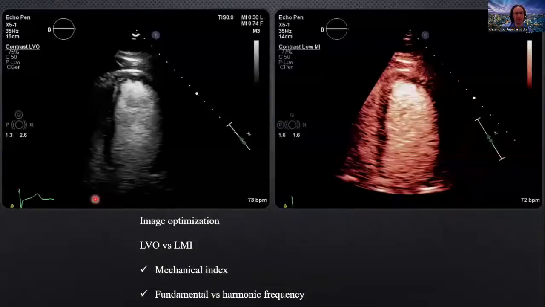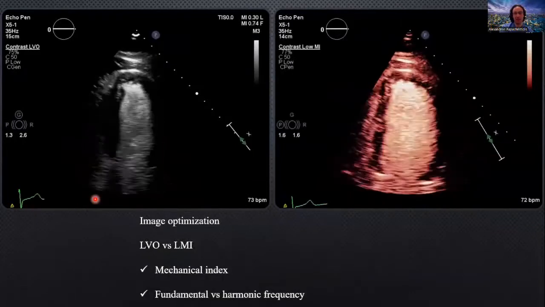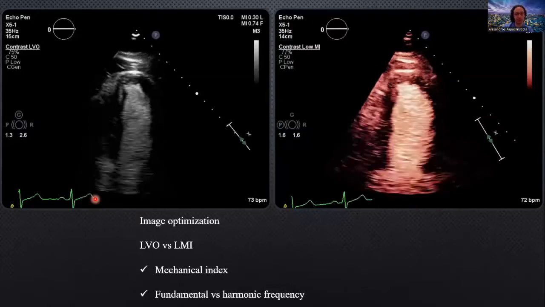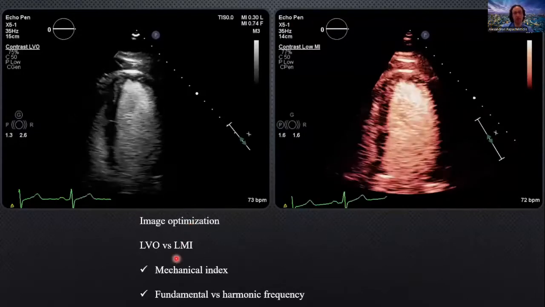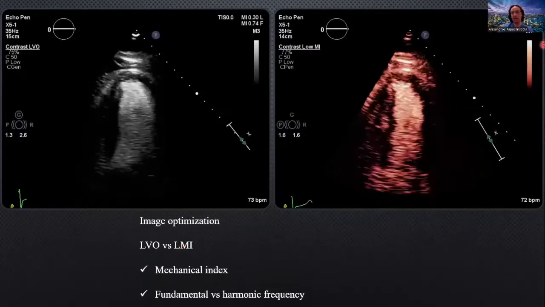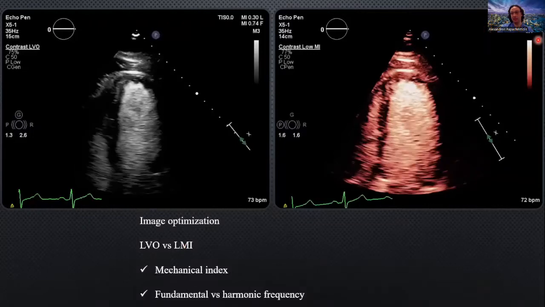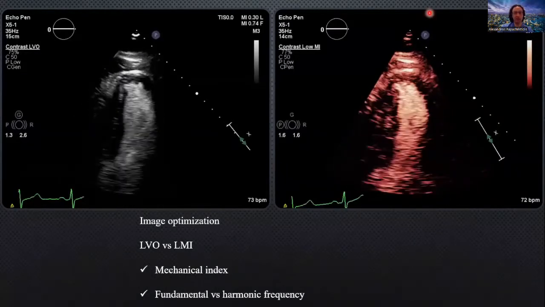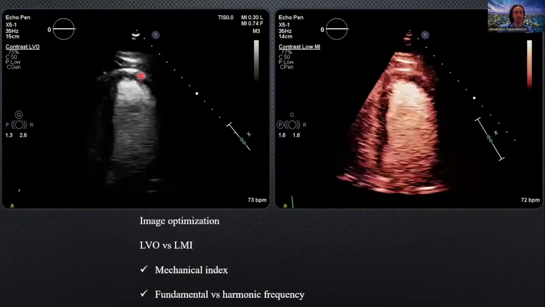Another patient with LAD. In fact, here I'll show you the difference between the LVO and the low MI. LVO stands for left ventricular opacification, low MI stands for low mechanical index. And you can see here the mechanical index in these two studies. It is 0.16 here, and on the other side is 0.3.